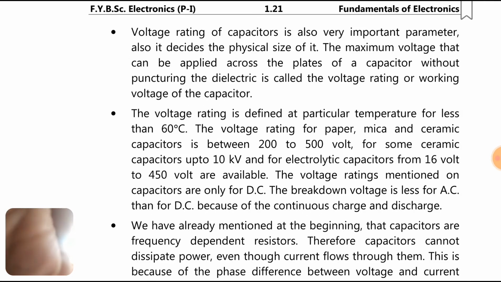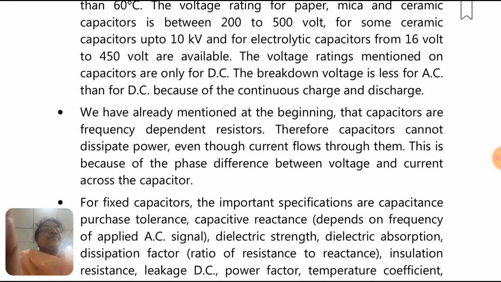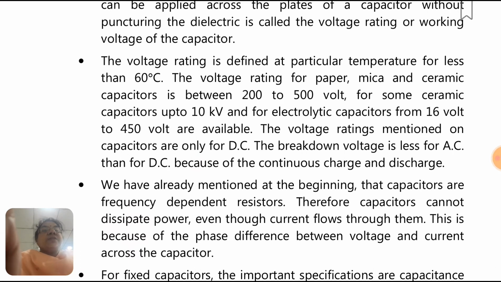Now the voltage rating of a capacitor is also a very important parameter. It also decides the physical size of it. The maximum voltage that can be applied across the plates of a capacitor without puncturing the dielectric is called the voltage rating or working voltage of a capacitor. The voltage rating is defined at a particular temperature, less than 60 degrees. The voltage rating for paper, mica and ceramic capacitors is between 200 to 500 volts.